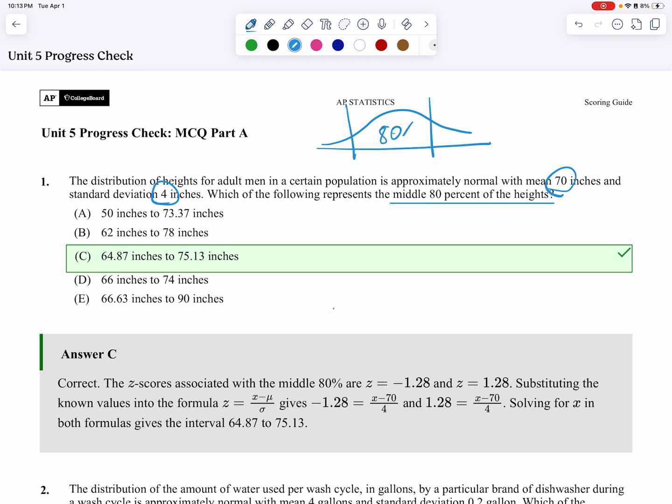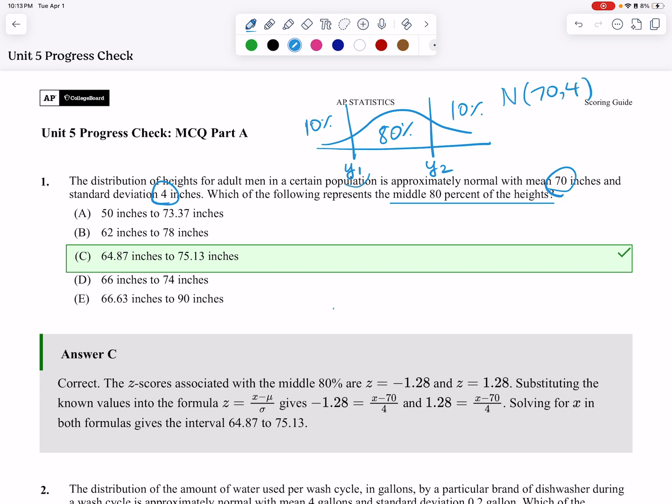It's going to be here. This is 80%. That means that's 10%. That's 10%. All right, and so I don't know this value. So I'm going to put y1, and I don't know, let's just say y2. I don't know that value. But I do know this is a normal model, and the mean is 70, and the standard deviation is 4.